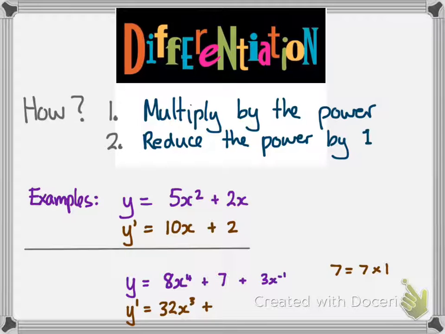The reason is that 7 equals 7 times 1. 1 is the same as x to the power of 0, and when I multiply by the power, I multiply by 0. So that term will disappear. And the next one, negative 1 times 3 is negative 3x. Take 1 off the power, and we've got an extra plus in the middle which we don't need. So that's the second step, differentiate it. 8x to the 4 goes to 32x cubed, the 7 disappears, and the 3x to the negative 1, negative 3x to the negative 2.